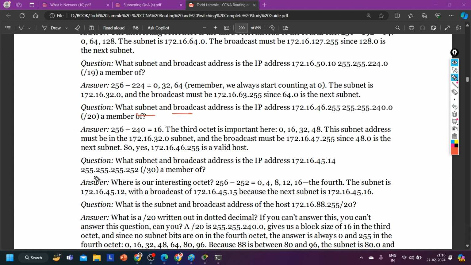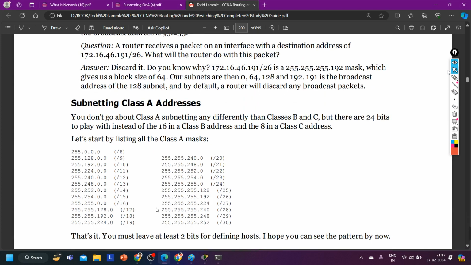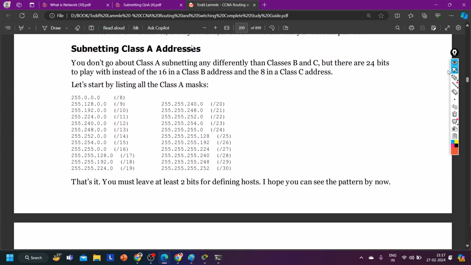It is also asking for the subnet and broadcast ID. So you can solve this question. This subnetting is from class A, and this is the most difficult, guys, because see the CIDR values. They vary from /8 to /30, right?